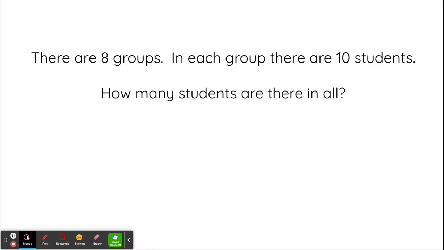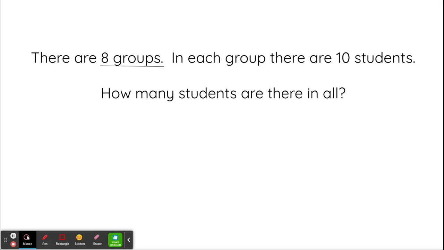Next, you need to code the problem. Let's code with G, E, and T. G will represent how many groups there are. E will represent how many are there in each group. T will represent the total.